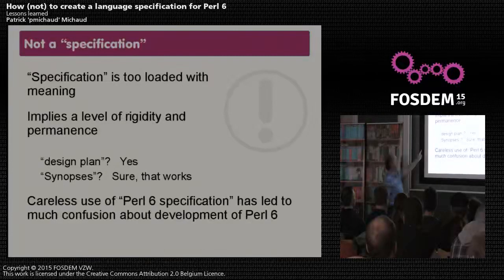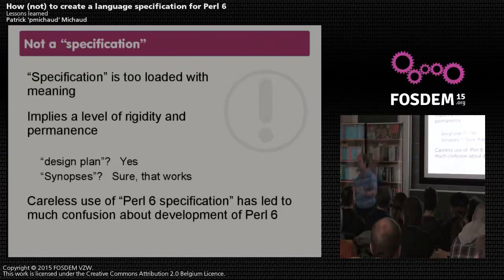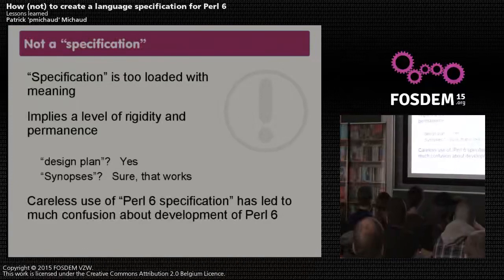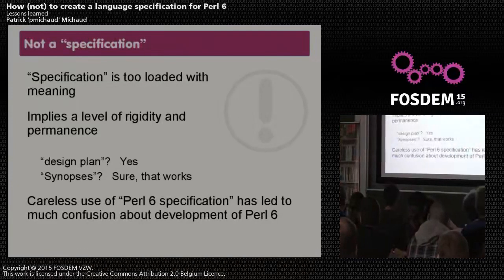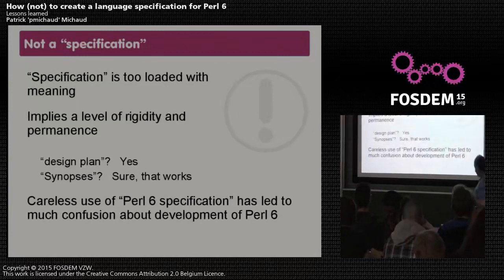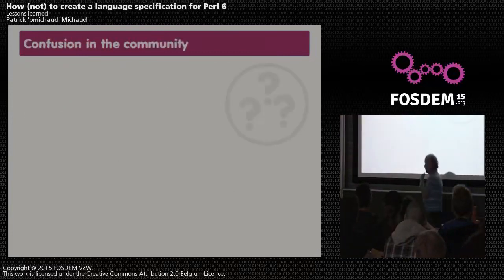So just by saying we would start by creating a specification, that kind of threw things in the wrong direction. So can we have a design plan? Sure. Can we call them synopses? Yes, that would be fine. But by saying that we would start with a specification, that has led to a lot of confusion about how Perl 6 would develop and how it should be developed. So this next slide is a summary of quotes that I've had to deal with over 10 years of working with Perl 6 that really illustrate part of the confusion.